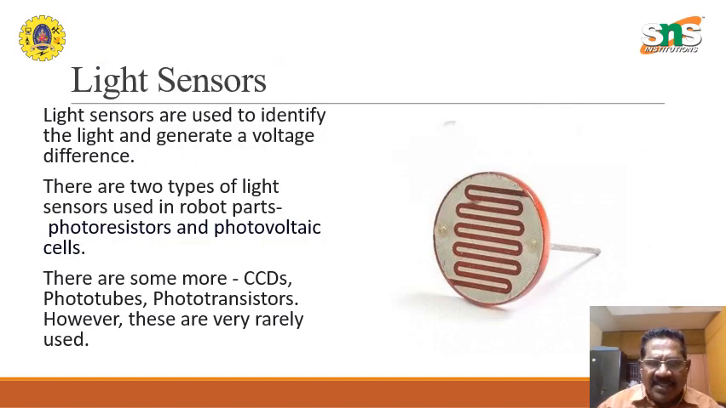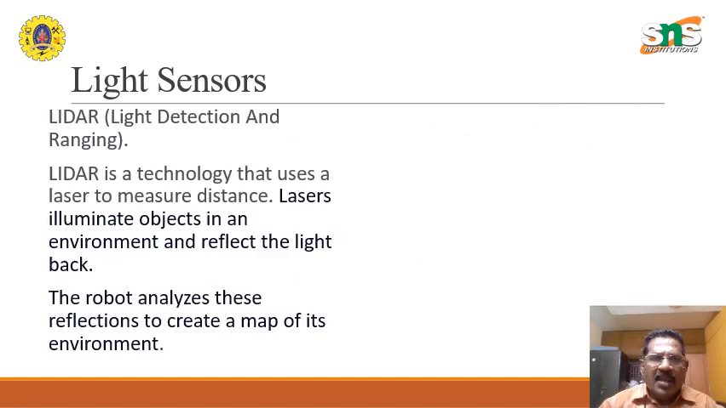Now you have light sensors. The light sensor is used to identify the light and generate a voltage difference. There are two types of light sensors used in robot parts, which are photoresistors and photovoltaic cells. There are some more, like the CCDs, phototubes and phototransistors. However, these are very rarely used.